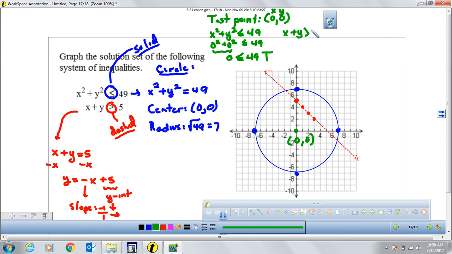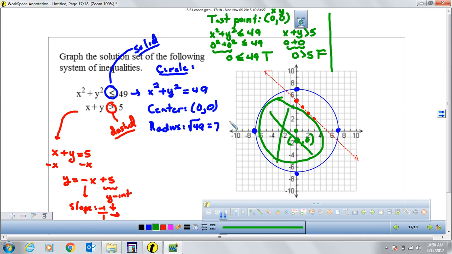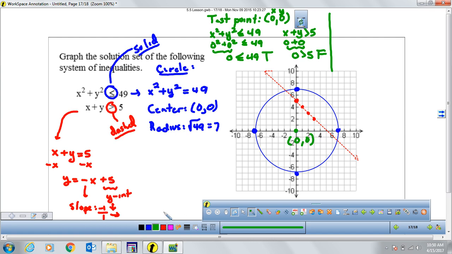Let's check the other one. x plus y is greater than 5. 0 plus 0 gives us 0. Is that greater than 5? That is false. So what does that mean? Anything in the bottom region right here is not going to be a solution. It is going to be false. So we're going to test a different region. First of all, I'm going to test the ones inside, and if those don't work, I'm going to try the ones on the outside.